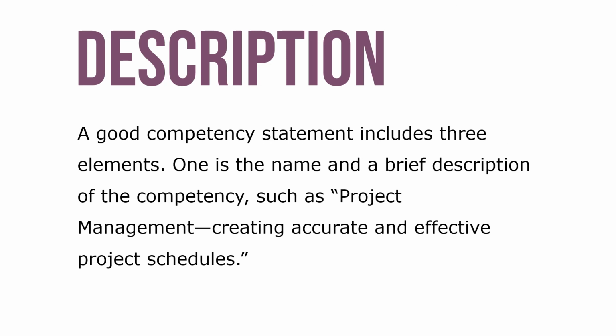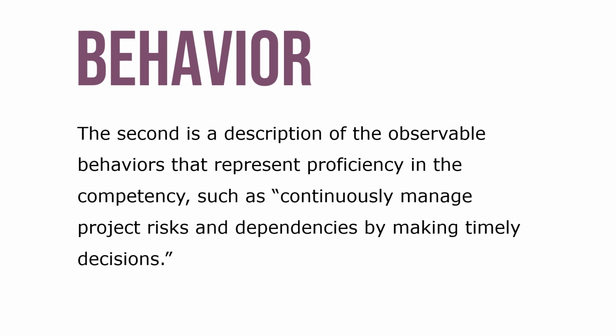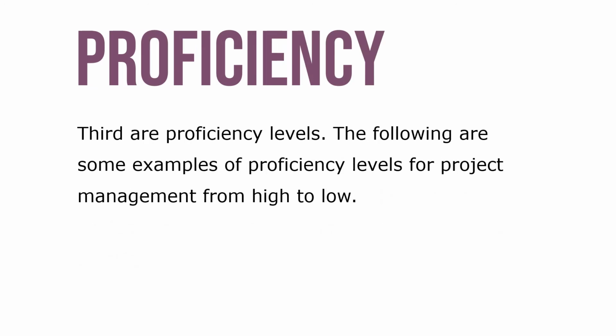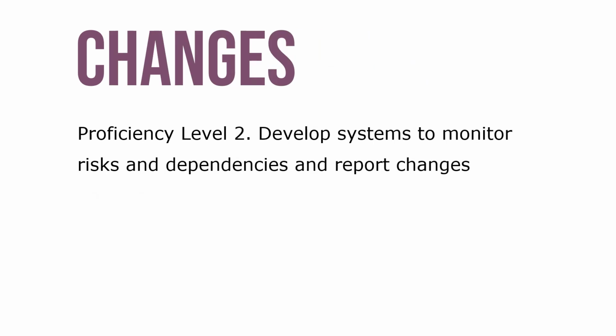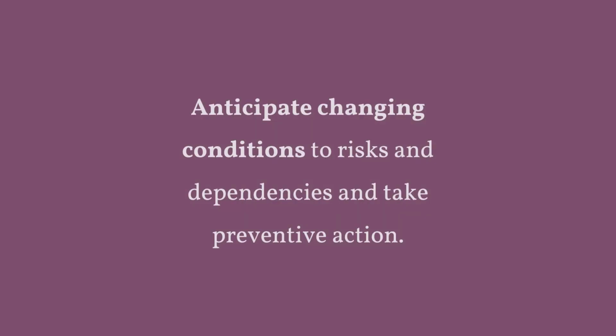A good competency statement includes 3 elements. One is the name and a brief description of the competency, such as project management, creating accurate and effective project schedules. The second is a description of the observable behaviors that represent proficiency in the competency, such as continuously managing project risks and dependencies by making timely decisions. Third are proficiency levels. The following are some examples of proficiency levels for project management from high to low. Proficiency level 1, identify project risks and dependencies and communicate routinely to stakeholders. Level 2, develop systems to monitor risks and dependencies and report changes. Anticipate changing conditions to risks and dependencies and take preventative action.